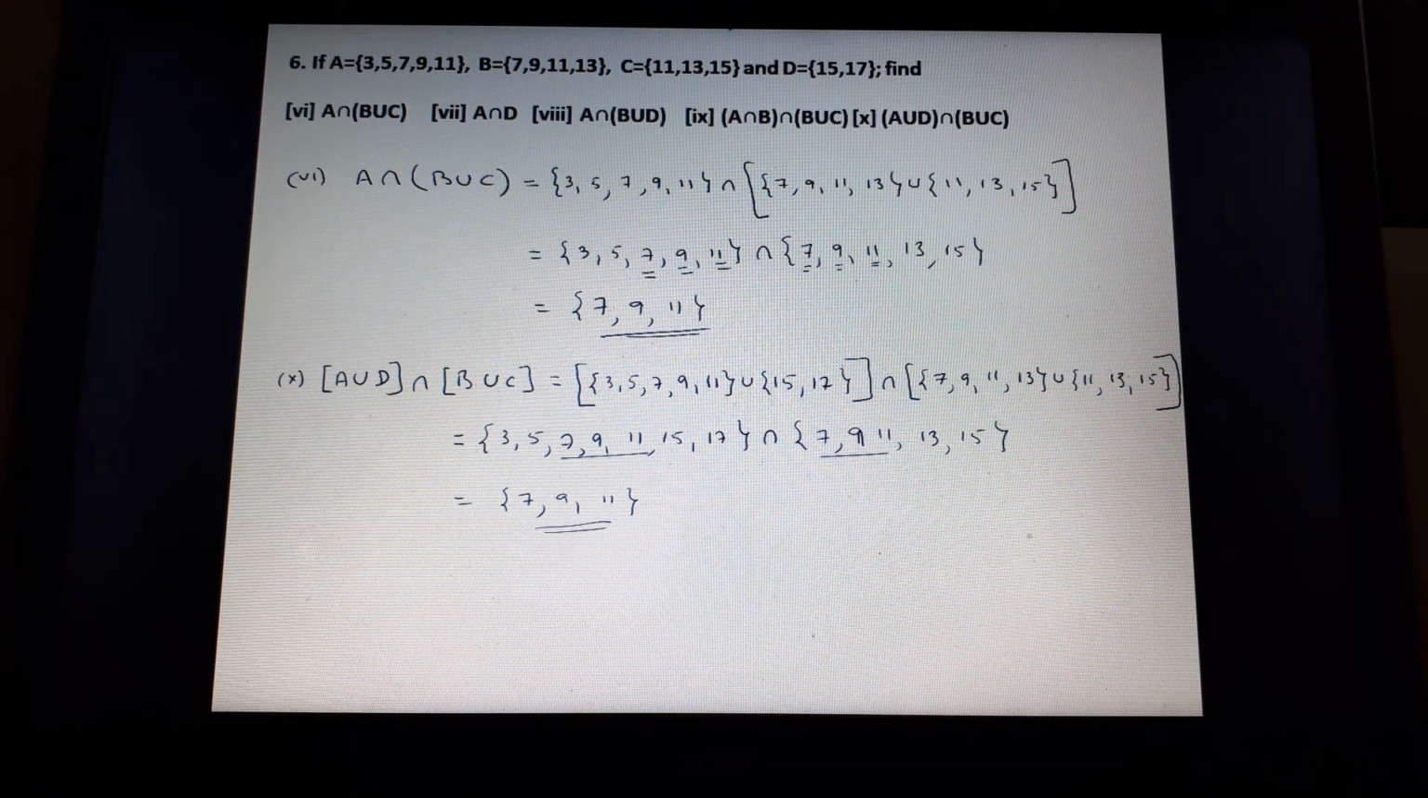Whatever question is given, just write the left hand side. First thing is you should substitute. Then you should simplify. Don't directly do any question. So this is how we have to do.